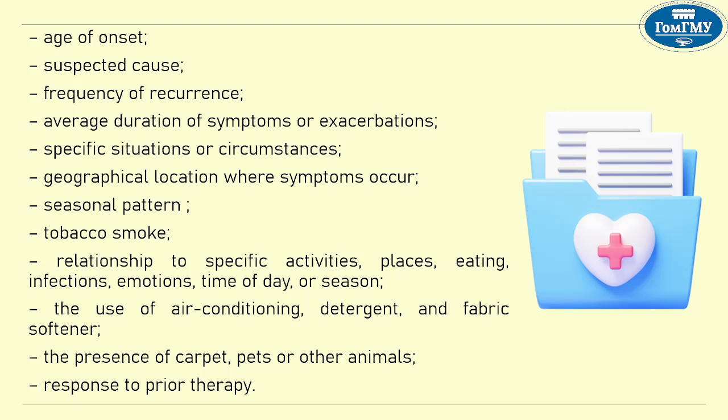Respiratory symptoms limited to or exacerbated during a particular time of the year strongly point to seasonal pollen allergy. Symptoms related to eating a particular food when it's commercially prepared but not when it's prepared at home may be caused by a food additive or by a hidden food allergen. The use of air conditioning, detergents, and fabric softener, and the presence of carpet, pets, or other animals in the home or work environment may all be important depending on the patient.